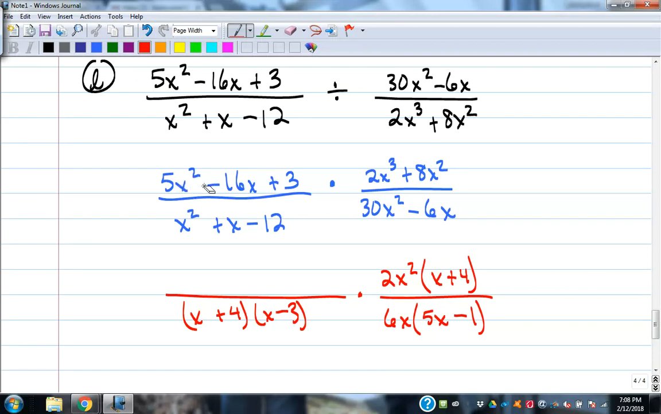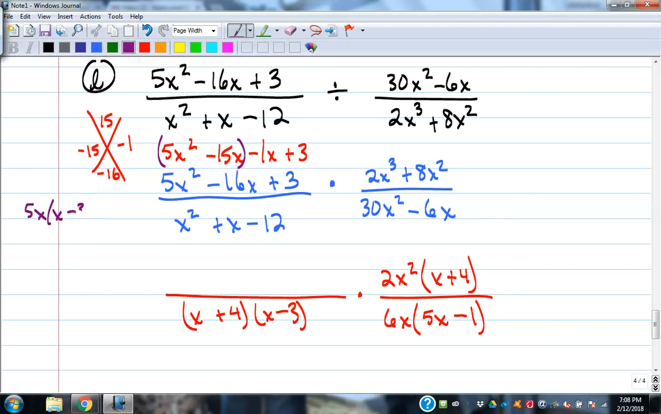This one, top left, doesn't factor quite as easily because it's got the 5 in the front. So I got to do that x method thing. It'd be 15. It had to be negative 16. Yeah, negative 15, negative 1. Good job. So that's 5x squared minus 15x minus 1x plus 3. Group. 5x, x minus 3, negative 1, x minus 3. So 5x minus 1 and x minus 3. Once you get it all factored, though, you get to the easy part. The factoring is definitely the hard part.